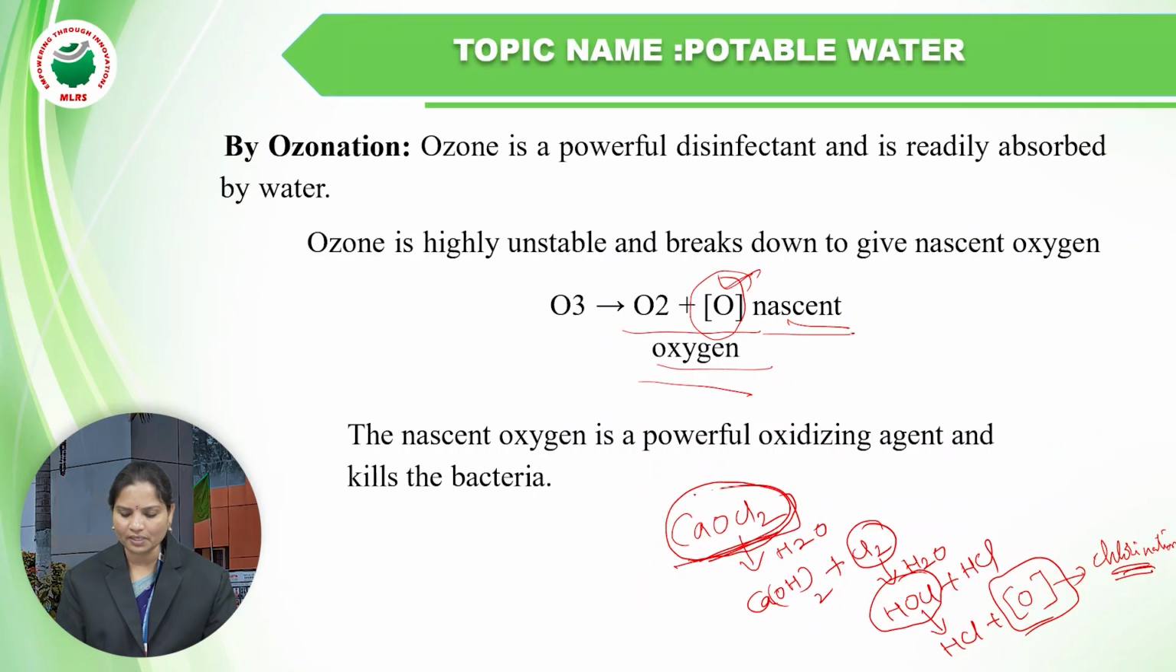So this is also one type of method for the chlorination process, with the help of bleaching powder, calcium oxychloride, CaOCl2. This is the formula of bleaching powder. With the help of bleaching powder, we destroy or kill the bacteria in the water. So this is one of the methods for the chlorination process.